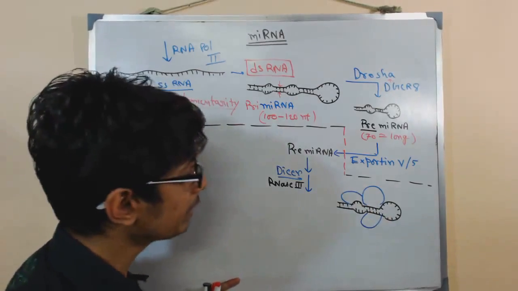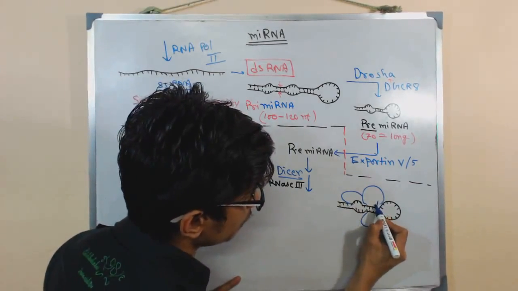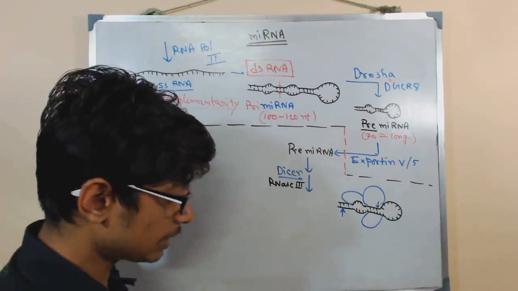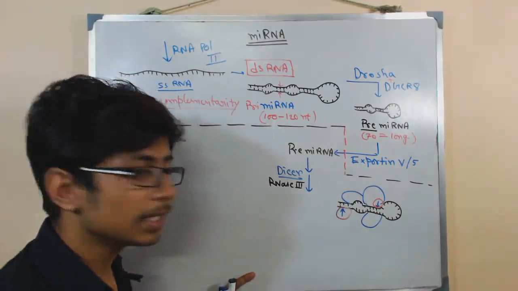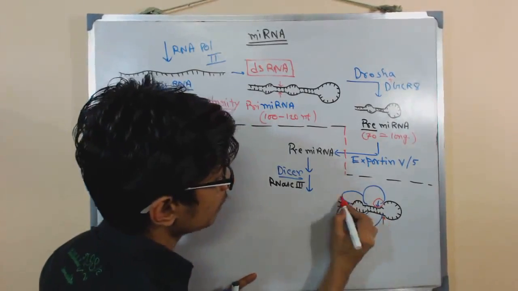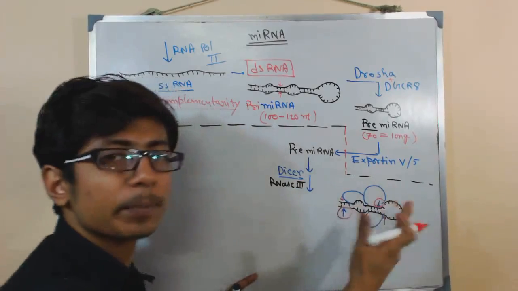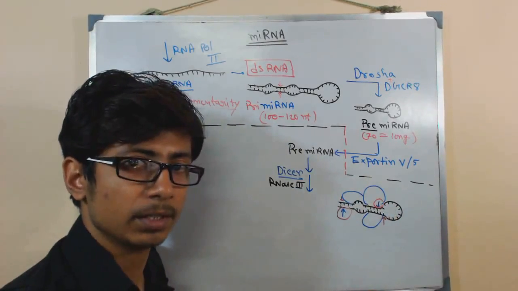And dicer will actually bind with it and cleave it from a particular location, at both ends, in the opposite direction. As you can see here, dicer is cleaving one from this end, one from this end, again one from this end, another from this end. So ultimately it will break down this hairpin and make it a double-stranded RNA without a hairpin, right?